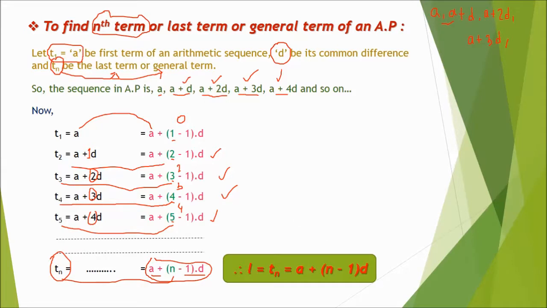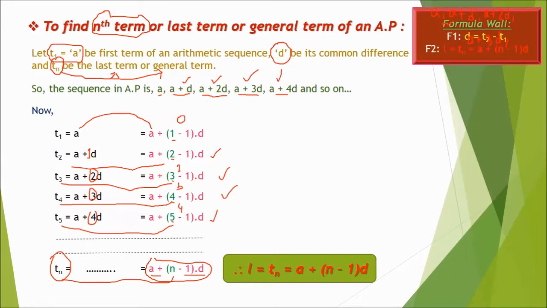And our formula wall will get populated now. It has a new member in our formula wall: L equal to tn equal to a plus n minus 1 times d. You will see these two formulas throughout the video. So I hope you understood this.